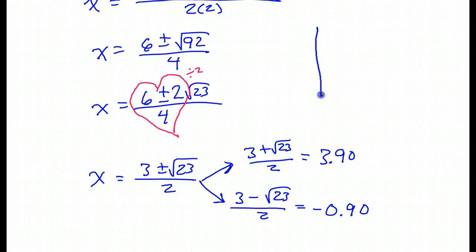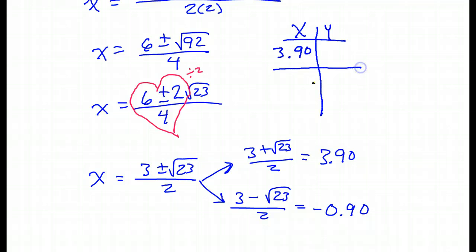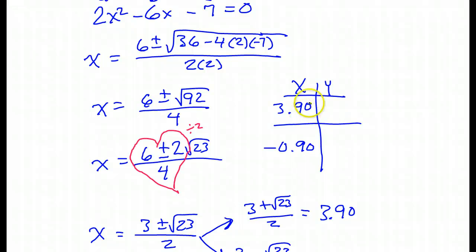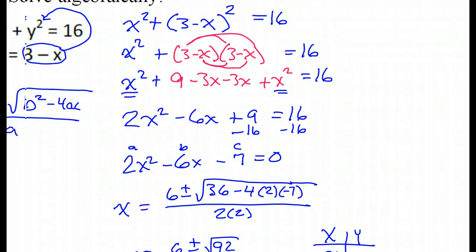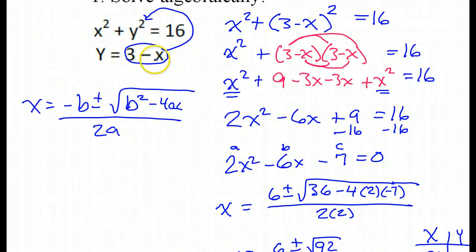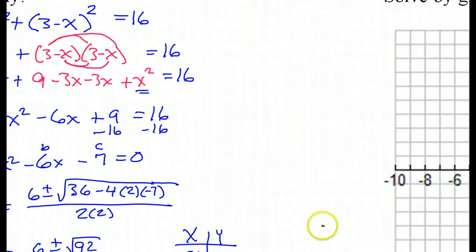So I'm just going to make myself a little table here. Okay. So I've got 3.90 and I've got negative 0.90. And I need to know the y values that go with these. So basically I need to take these values and plug them in way back into here where I do 3 minus x. And that's where I need to plug them into. Or I can use my calculator.